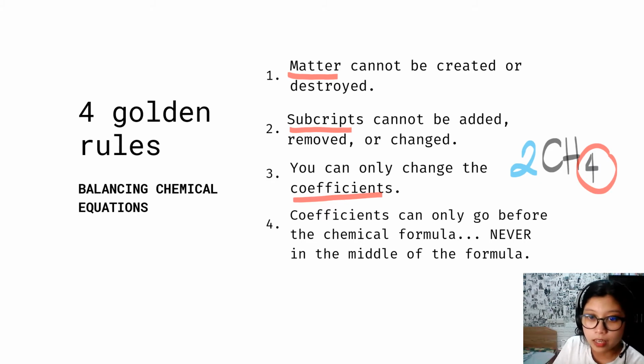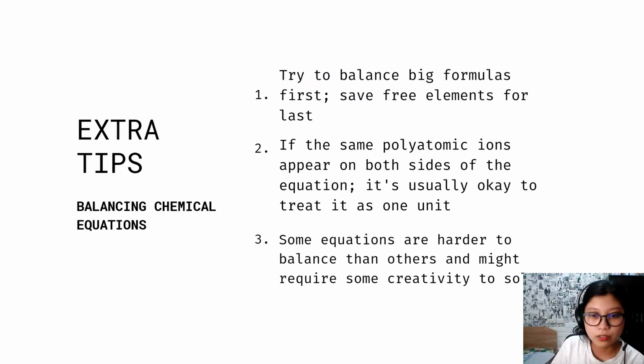Okay? They are always placed before the chemical formula, and they are the ones that can be changed because the coefficients are the main character in balancing chemical equations. So I hope that is clear for everyone. Another thing to consider are the extra tips in balancing chemical equations.